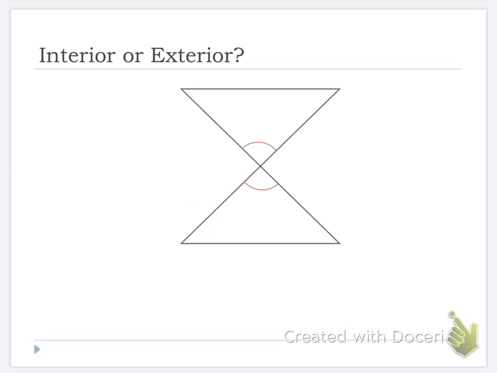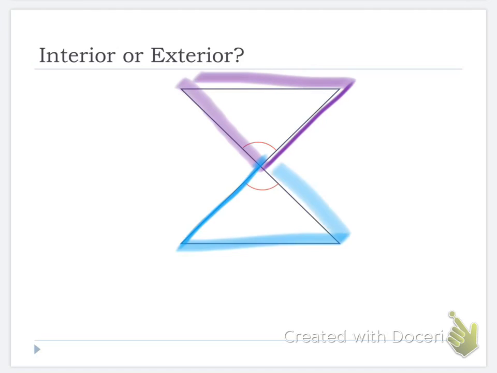All right, here we have two triangles. Sometimes you'll have more than one figure and you still have to be able to figure out, are they interior angles, are they exterior angles? So here we have a triangle here, and then we have a triangle down here. But if you see, the angles are both inside. So here we would have interior angles.